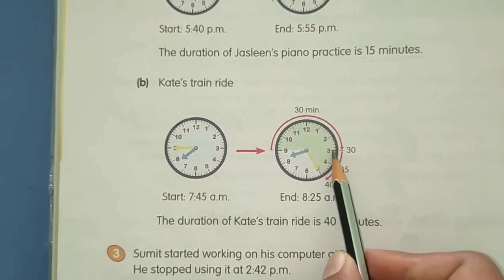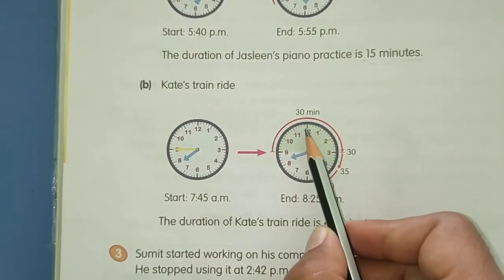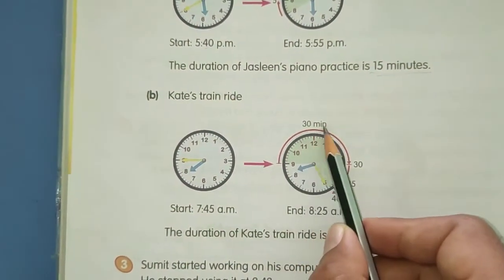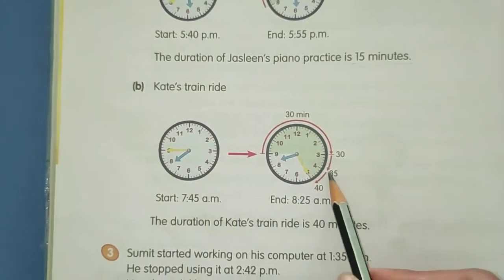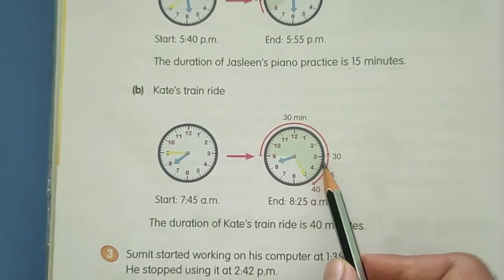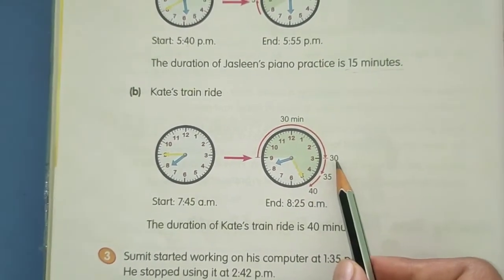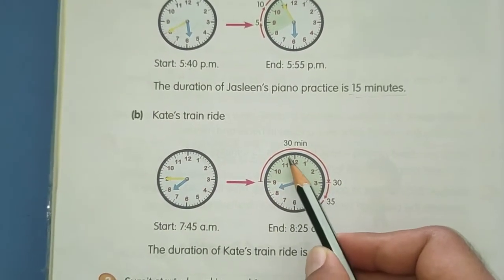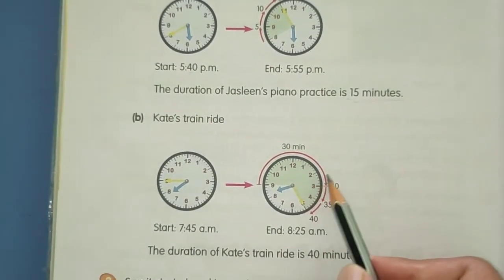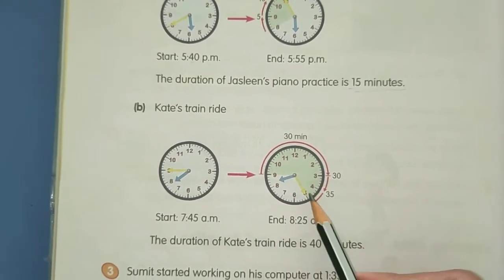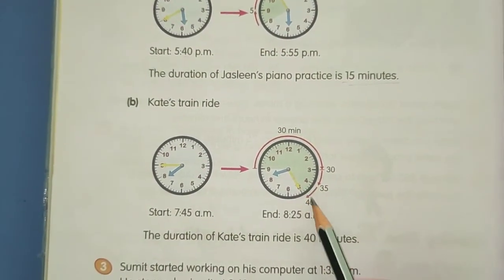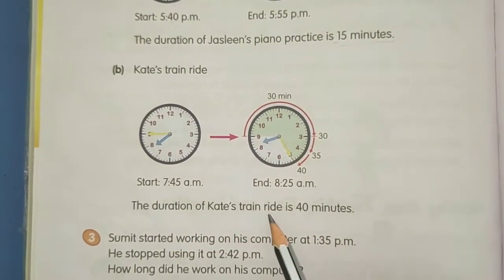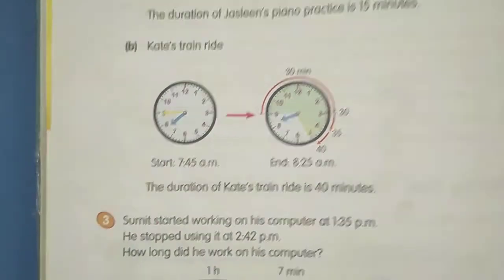So how to count? What is the easy way to see? Here from 9 to the opposite 3, it is 30 minutes, like when we go from 12 to 6, it is also 30 minutes. So directly we can take it as 30 up to these 3, and after that 5, 5. So 5 plus 5 is 10, and 30 plus 10 is 40. Or simply you can count it like this also: 5 plus 5 plus 5, 15, plus 5, 20, plus 5, 25, plus 5, 30, plus 5, 35, plus 5, 40. So what is the duration? 40 minutes. The duration of Kate's train ride is 40 minutes.